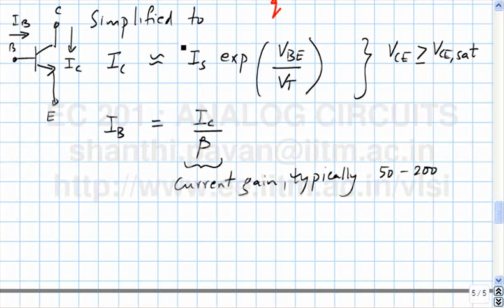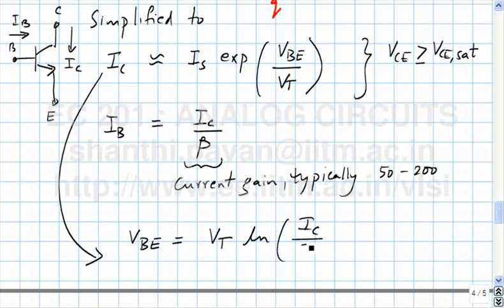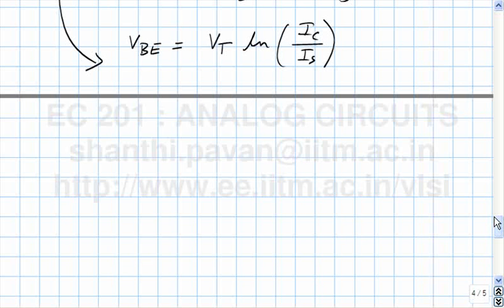If IC is IS times exponential VBE by VT, what is VBE? VT ln IC by IS. When you have a logarithmic relationship, what does this mean? We have seen this in diodes. The exponential is telling you that a small change in VBE will cause a dramatic change in IC. Turning that upside down, a large change in IC can happen with only a small change in VBE. Exactly the same thing even with respect to a diode, because the characteristic is very similar.